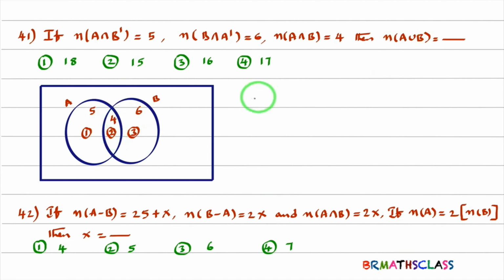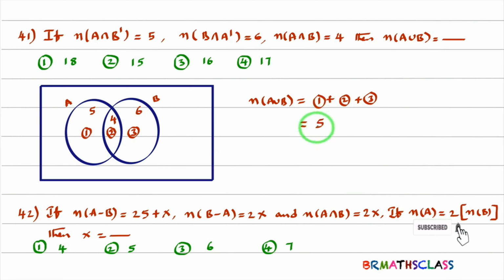What are they asking in the question? They are asking N of A union B. What is N of A union B? We know that part 1 plus part 2 plus part 3 will give N of A union B. Is it clear or not? So what can you write here? 5 plus 4 plus 6. So this will be 15. So N of A union B is 15. I hope you understand. So what is the right option? The second option is the right option.